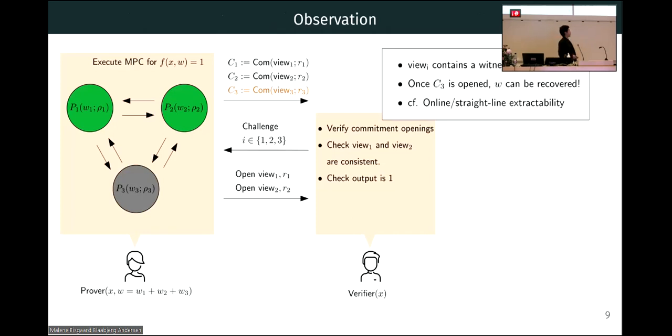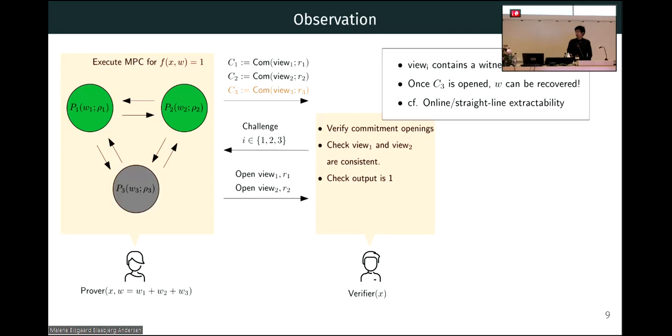And here's one important observation. As you can see here, of course, commitment 3 is not opened yet. But once you reveal the remaining commitment, it immediately leaks the secret witness, because the remaining view contains the remaining share of the witness. So once you have the entire set of views, you can immediately reconstruct the witness. This is the key observation when you prove online extractability, or straight-line extractability, of MPC-in-the-Head zero-knowledge proofs.